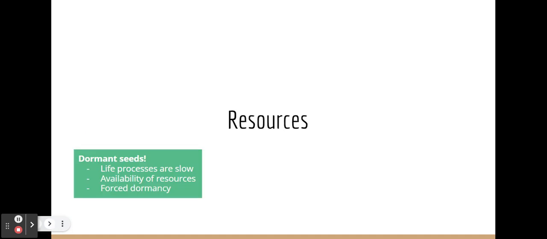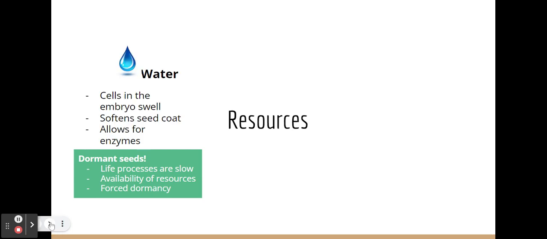In order for germination to occur, some resources are required. We've spoken about water already. The cells in the embryo start to swell, as I've said, and that starts cell division. It also softens the seed coat, the outside of the seed. That allows the embryo to grow through it. If it's really solid, that's going to be very difficult, but the water softens this and makes it easier. It also allows for enzymes. These substances are able to break down the food store. This food store is then turned into smaller molecules, such as glucose, which the plant is going to use in order to grow.